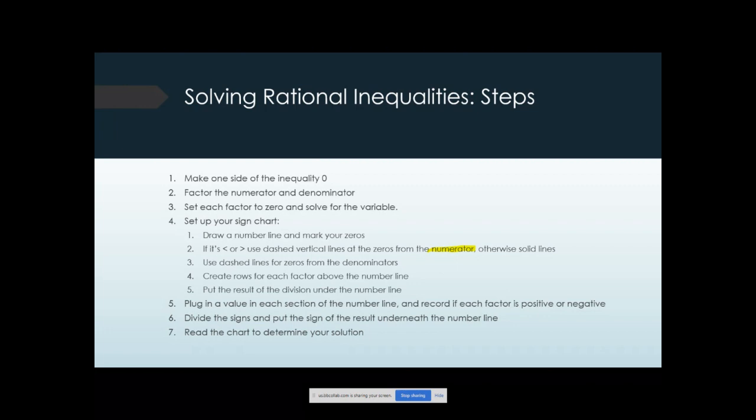But the denominator numbers are always going to be dashed, because we can't include 0 in the denominator, because we can't divide by 0. So the numbers you get from the denominator, from the bottom, are always going to be dashed. The numerator depends on what the symbol looks like.